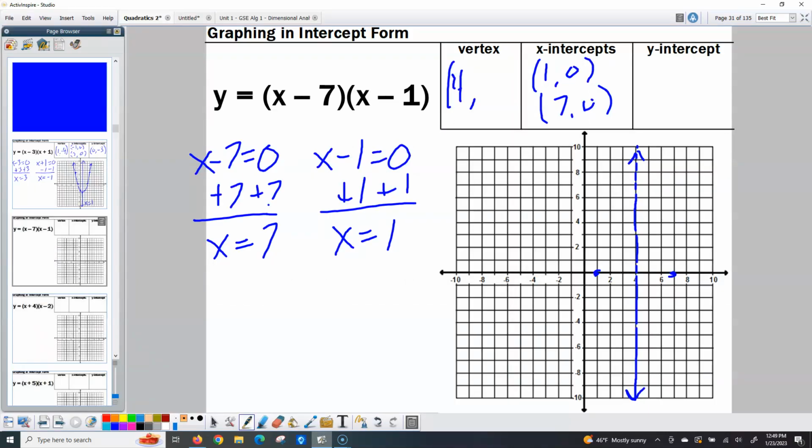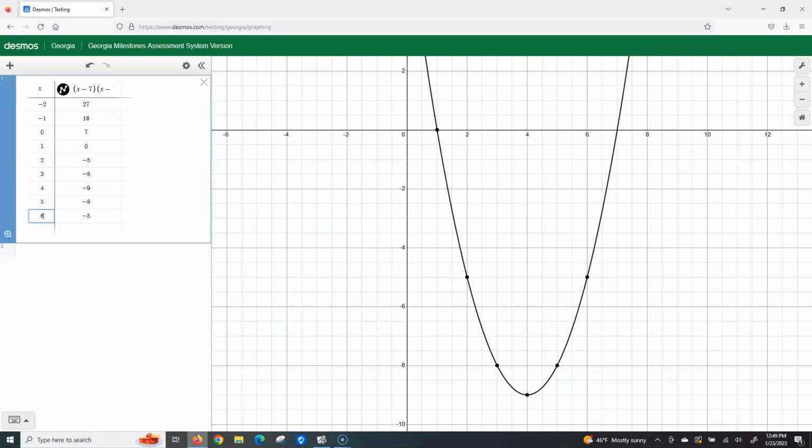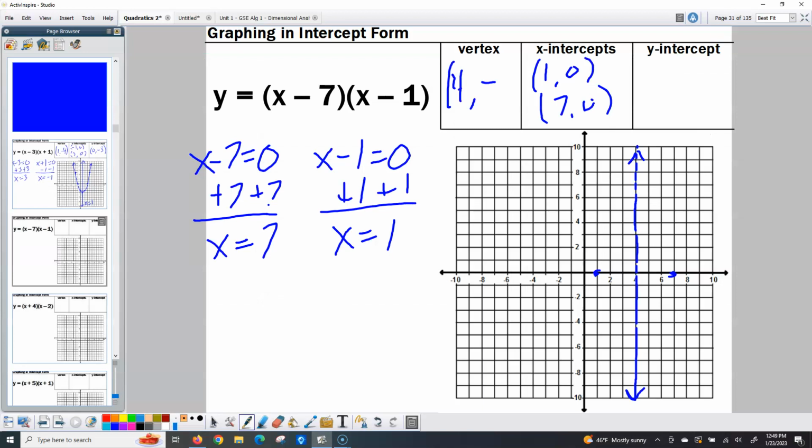So I've got 4, -9. 4, -9 is right there. And then I think from our table it said -8 was for 3. I think it said -5 was next. And we've got this reflection going on across this axis of symmetry. And then hopefully your graph will look more like a U-shaped graph than mine.